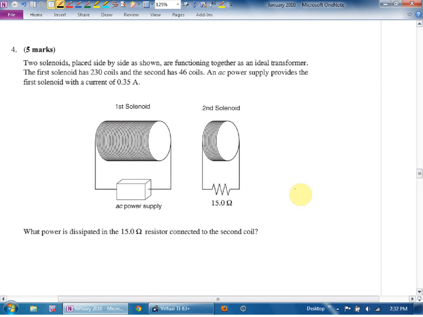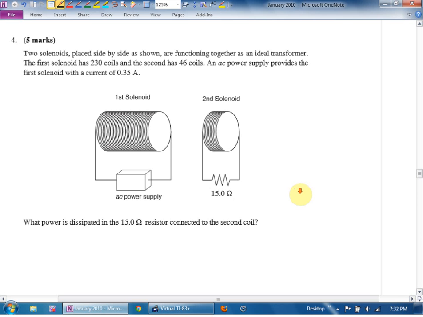I'm thinking solenoids, right-hand rule, transformers, and all that stuff. Let's see. Two solenoids placed side by side as shown are functioning together as an ideal transformer. So I'm thinking of my transformer equation. As an ideal transformer.